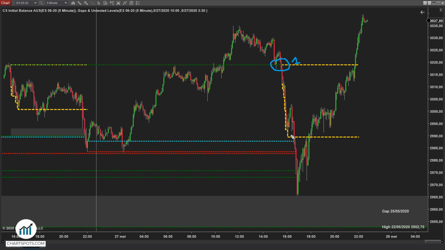So the market trades down, even goes through the prior session low and another low that was formed another session earlier.